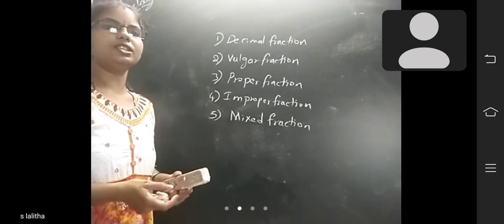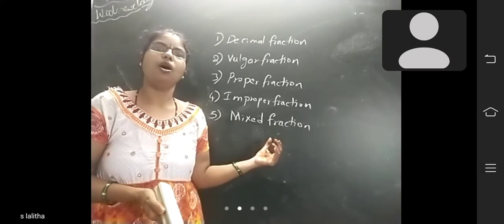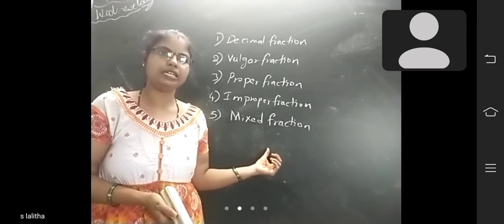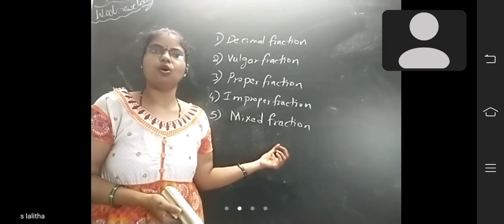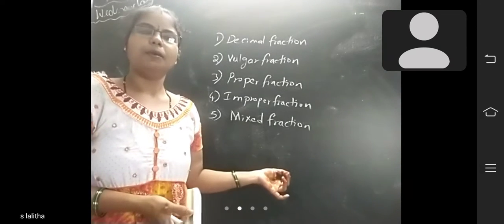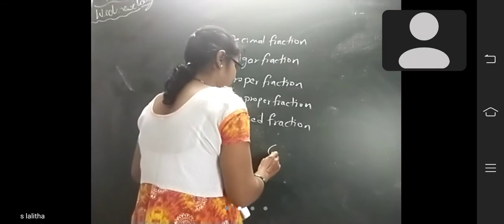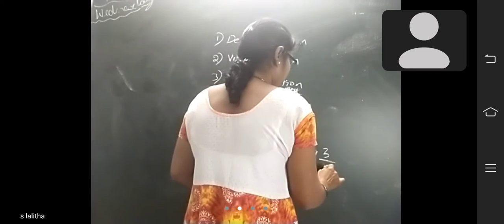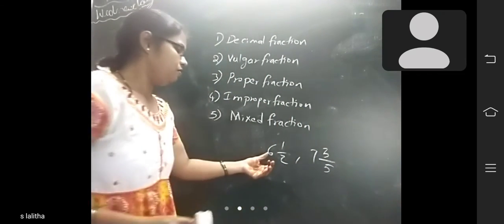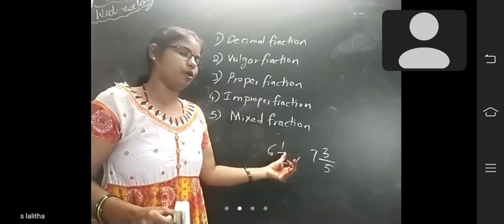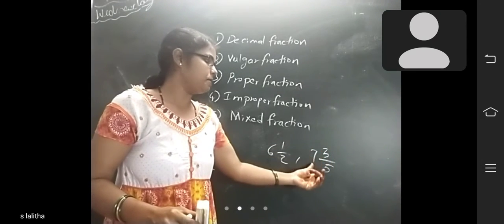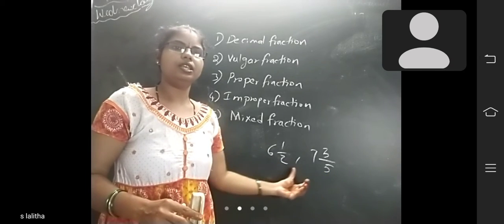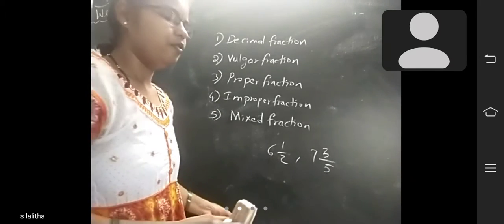Mixed fraction. What is called mixed fraction? It is a combination of whole number part and proper fraction. That means 6 1 by 2, 7 3 by 5, like that. Here one whole number part is there and proper fraction. Here also whole number part, proper fraction is there. So these fractions are called mixed fraction.